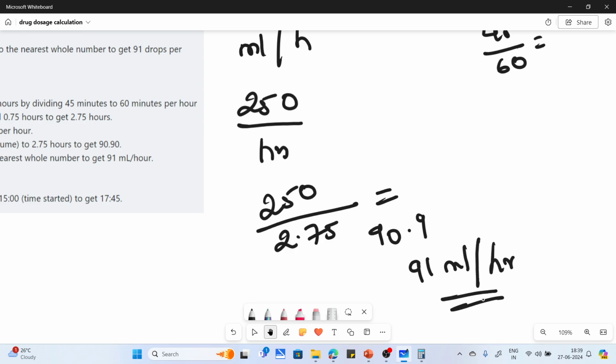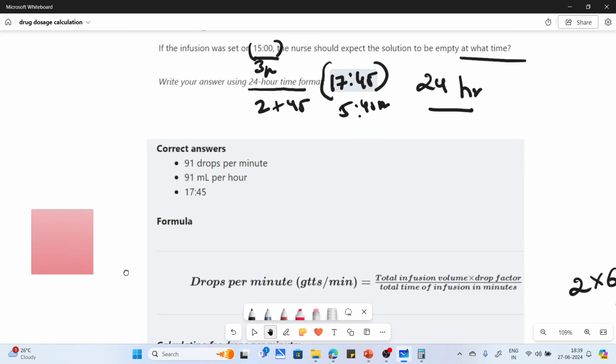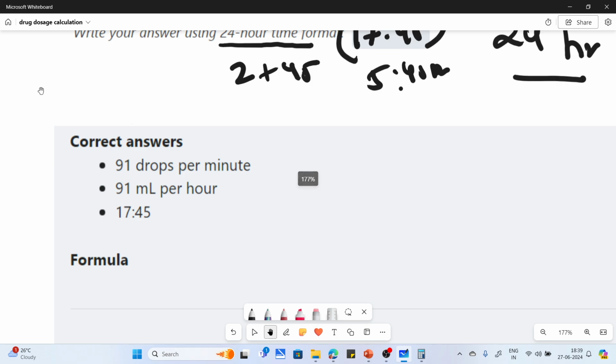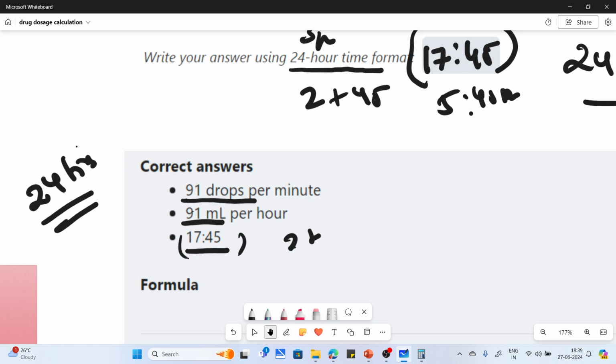Am I confusing you? All of you? Are you able to understand? So according to the question, here we have got the answer: 91 drops per minute and 91 ml per hour, and it will be finished by 17:45, which is nothing but 5:45. That is 2 hours plus 45 minutes. They have asked the question in 24 hours format. Clear all of you?